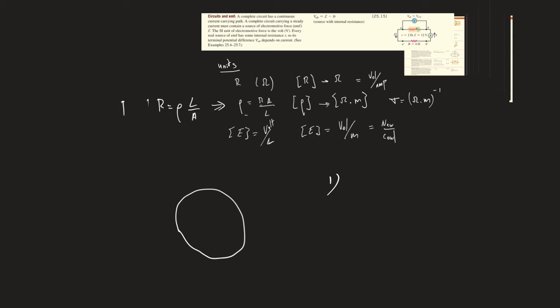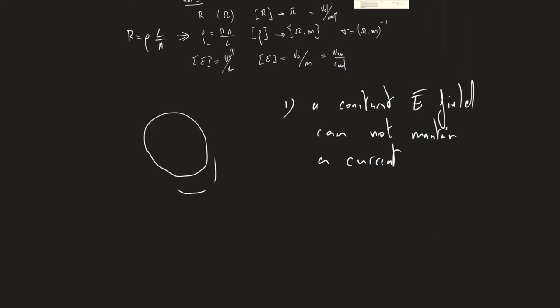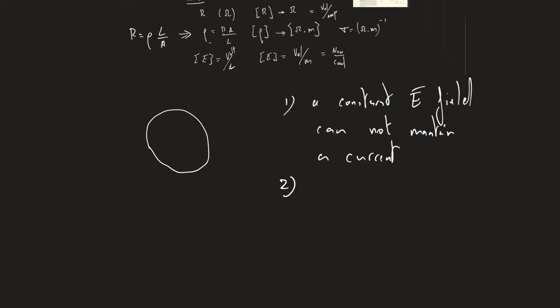The first observation is that a constant electrical field cannot maintain a current. Why? Because even if it's not constant, an electrical field E that depends on r cannot maintain a continuous current.